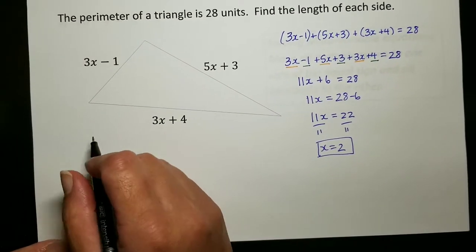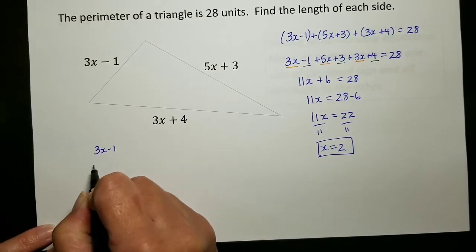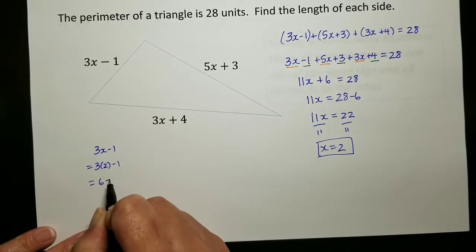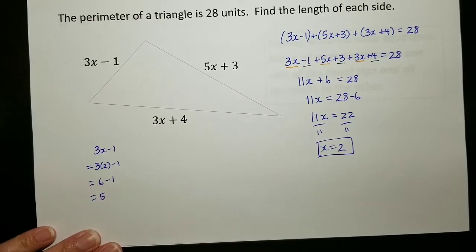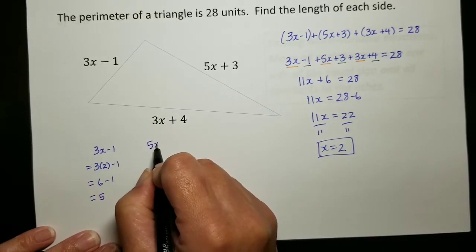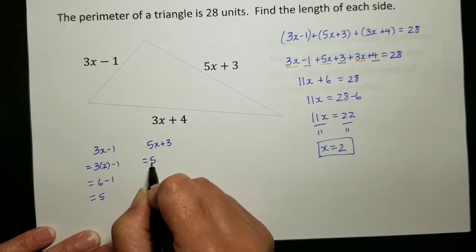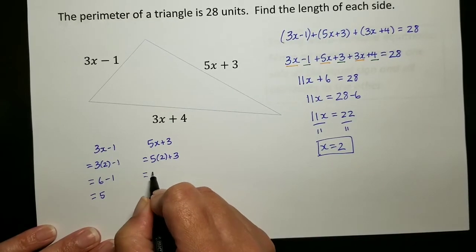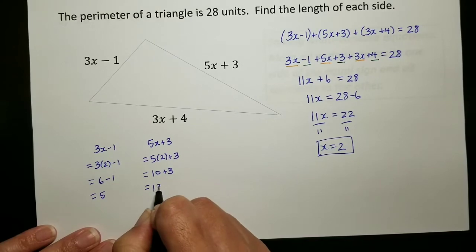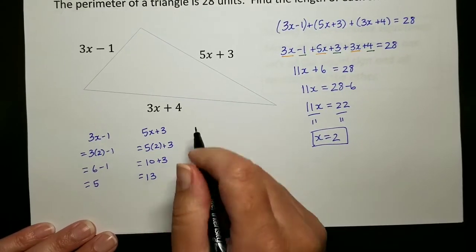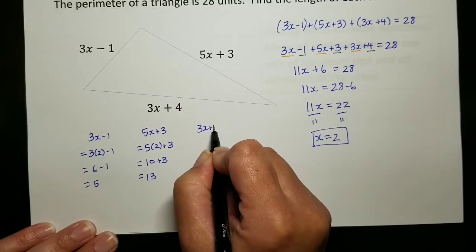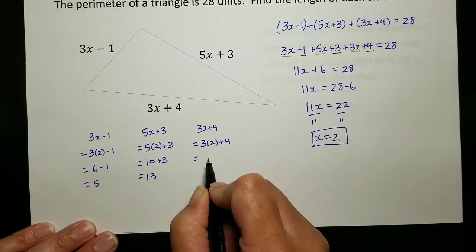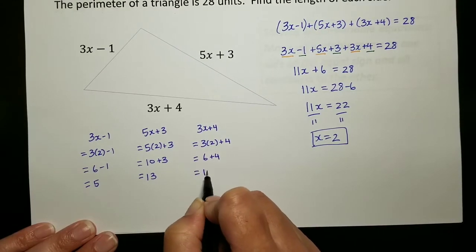So I'm going to my first side, 3x minus 1. If x equals 2, I'm just going to sub a 2 in there. 3 times 2 is 6 minus 1, which is 5. And then the next side, 5x plus 3. So 5 times 2 plus 3. And then 5 times 2 is 10, plus 3 is 13. Good stuff. And then the last one, 3x plus 4. So 3 times 2 plus 4, 6 plus 4, which is 10.